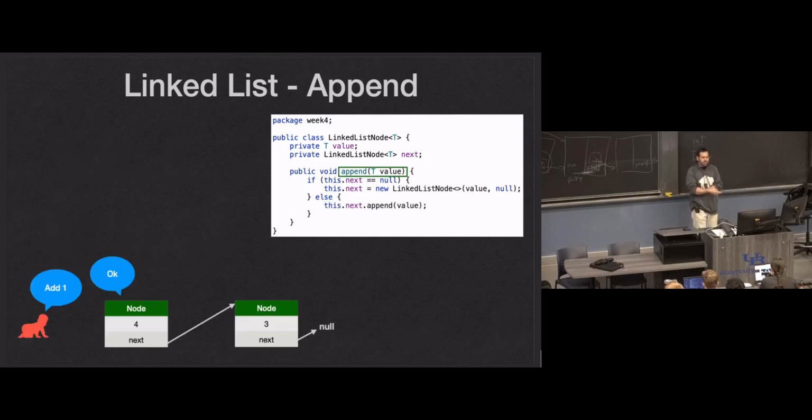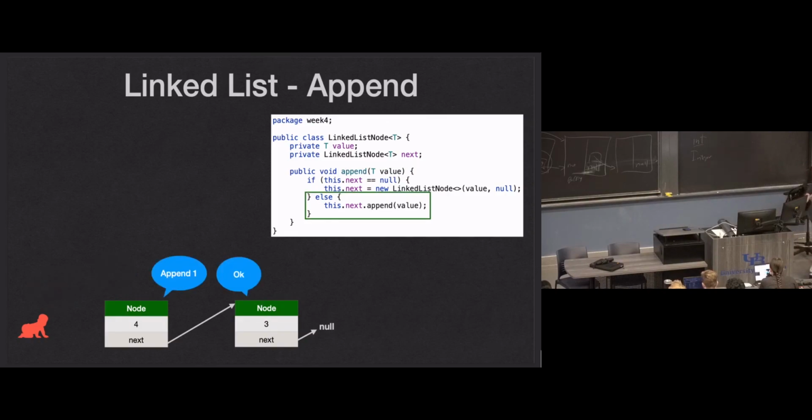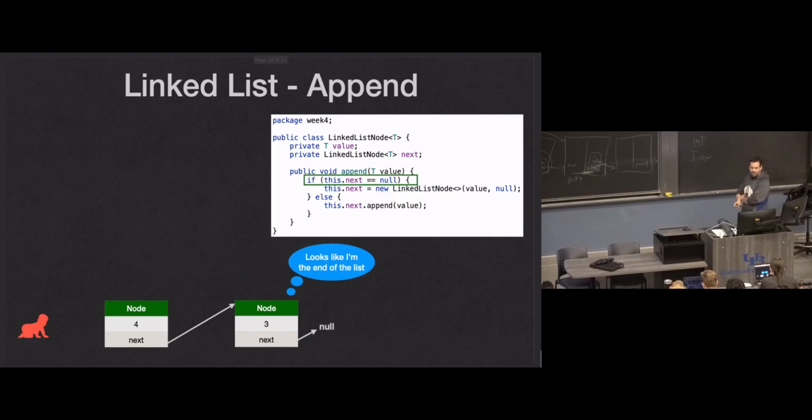So we have this linked list. We want to add a value. We tell the head node, hey, append 1. That node says, sure, but my next isn't null, so I'm just going to tell the next node to do it. The next node gets the recursive call and says, well, my next is null, so I'm going to add this node.